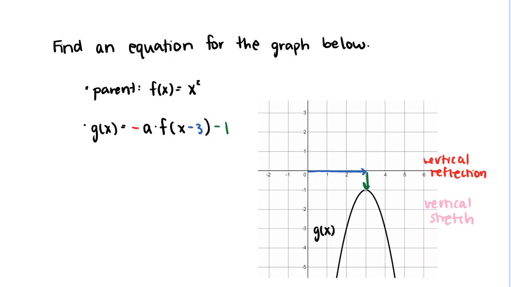And so here we've really got most of this new function. This g of x is negative a times f of x minus 3. What is that? f is a square function. This is x minus 3 squared, take away 1. And really we just have to figure out this vertical stretch we've got going on here. And we can do some algebra to figure this out, right?